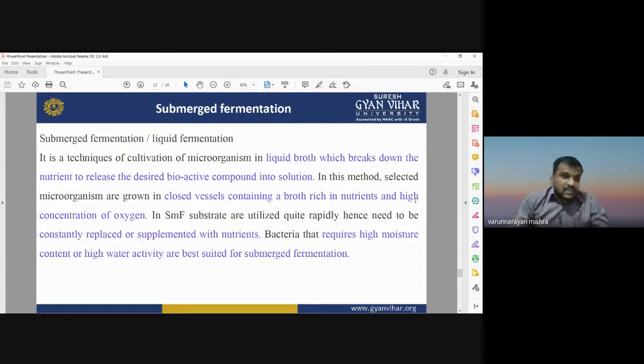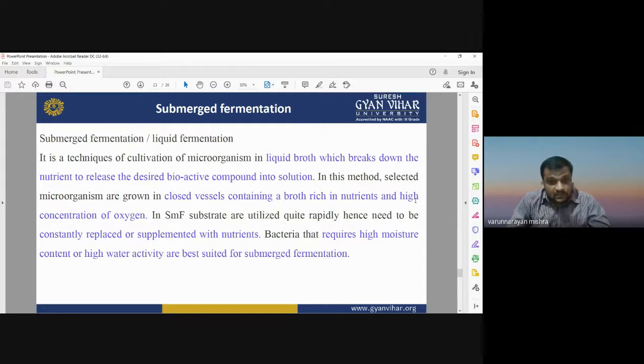It is a technique that is used for the cultivation of microorganisms in liquid form, which breaks down the nutrients to release the desired bioactive compounds. In this method, the selected microorganisms are grown in closed vessels containing a broth rich in nutrients and a high concentration of oxygen. In submerged fermentation, nutrients are utilized quite rapidly, hence they need to be constantly replaced or supplemented. Bacteria require high moisture content or high water activity and are best suited for submerged fermentation.